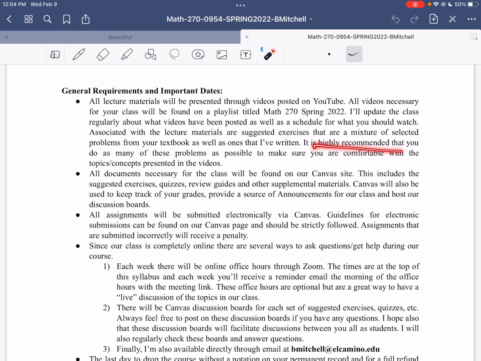It's highly recommended that you do as many of these problems as possible to make sure you're comfortable with the topics and concepts presented. As you know, a lot of times in mathematics, a theorem or an application might sound pretty reasonable and nice when you're listening to it, but then when you actually start to try it, it involves a bit more. So it's really important to try as many of these practice problems as possible to make sure you really understand the process being shown in each video or each topic.